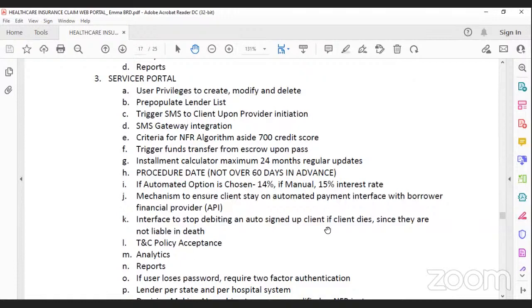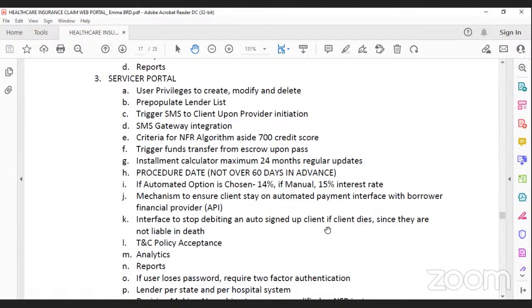Installment calculator is 24 months, which we are going to regularly update. Procedure day shouldn't be more than 60 days in advance. So if your treatment or procedure is more than 60 days away, you will not be considered, because the procedure shouldn't be more than 60 days away before you make a request. If automatic option is chosen, 14%; if manual, 15% interest rate.